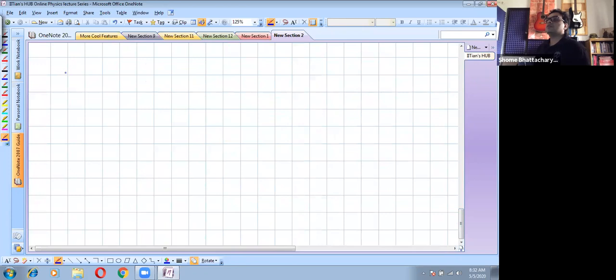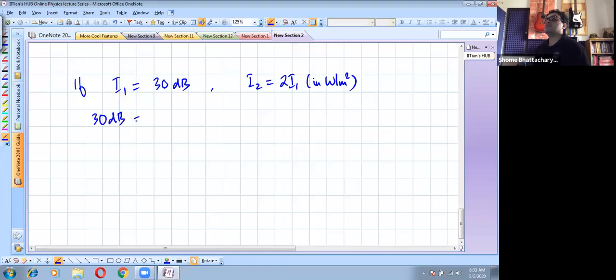Anyway, if I1 is equal to 30 decibels and I2 is twice of I1 in watt per meter square, you can just use this relationship that 30 decibels is equal to 10 log I1 divided by I0 in watt per meter square.